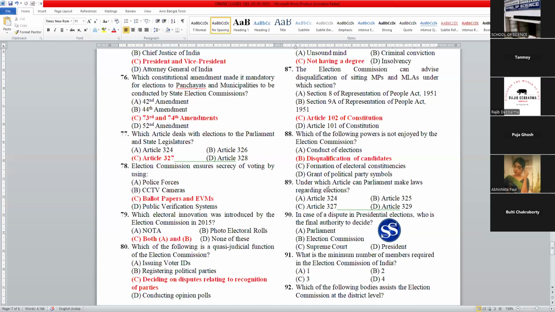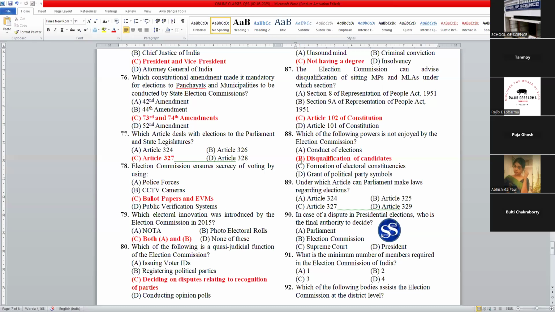The Election Commission of India plays a pivotal role in the conduct of elections, formation of electoral constituencies, and grant of recognition to political parties. It does not directly have the power to disqualify candidates. You got it, all of you?